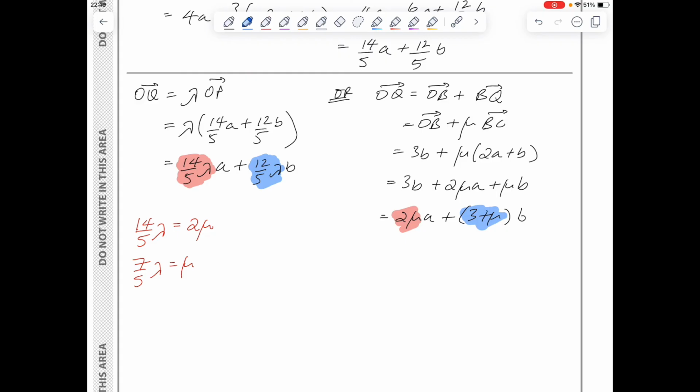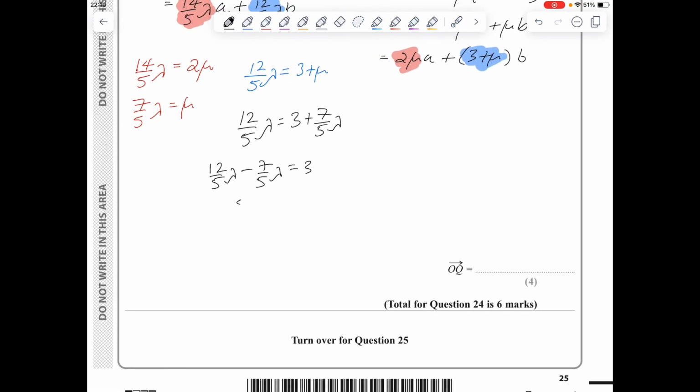And then from the second relationship, I've got 12 over 5 lambda is equal to 3 plus mu. So now I can replace this mu with 7 over 5 lambda. So 12 over 5 lambda equals 3 plus 7 over 5 lambda. Let's take the lambdas to the left. 12 over 5 lambda minus 7 over 5 lambda is equal to 3. Now this will give me 5 over 5 lambda equals 3. So lambda is equal to 3.